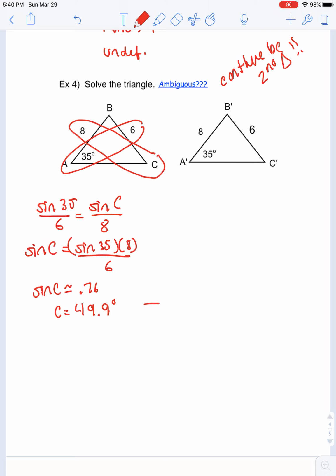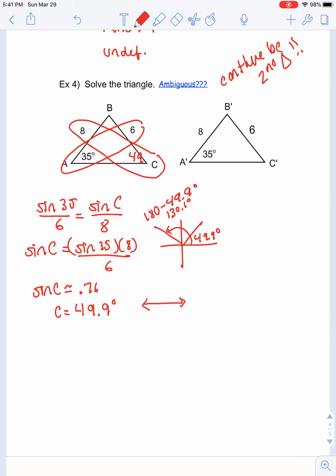49.9 degrees. Now keep in mind that there are two possible angles for what angle C could be. So angle C could be this 49.9 degrees, or angle C could be in the second quadrant, and it would be 180 minus 49.9, which means the other possibility for this angle is 130.1 degrees. What we need to decide is, will both of these possibilities work?